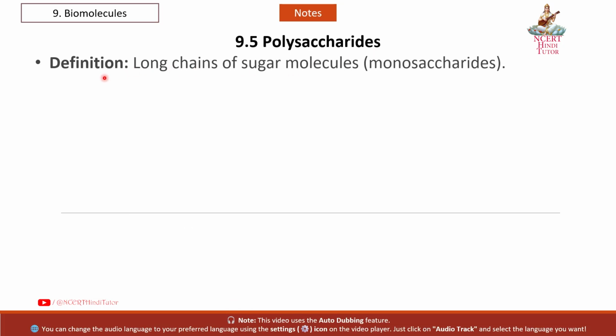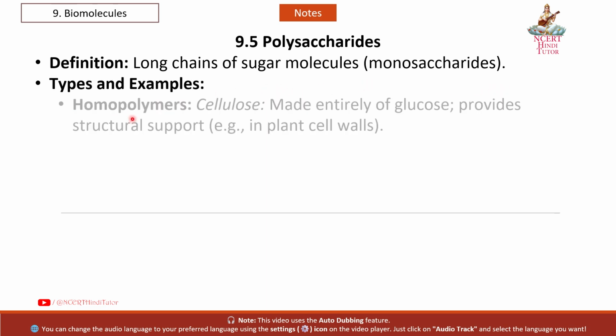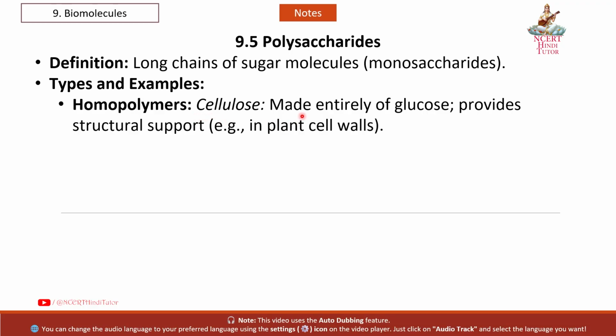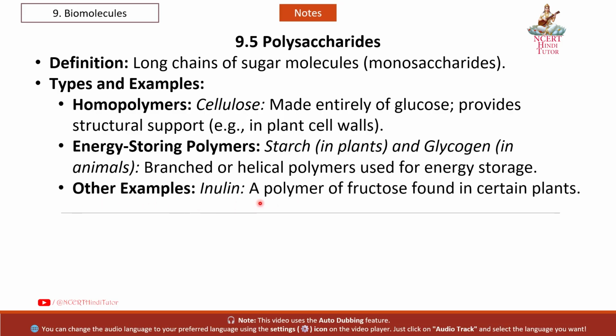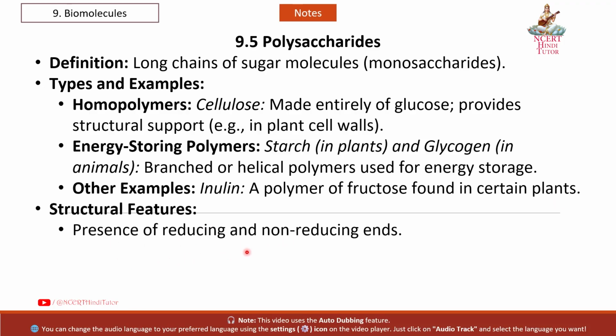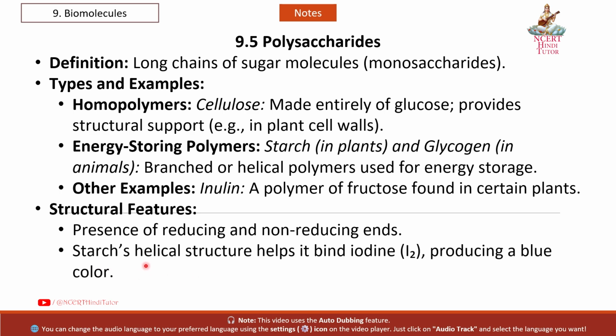9.5 Polysaccharides. Definition: long chains of sugar molecules, monosaccharides. Types and examples: homopolymers, cellulose, made entirely of glucose, provides structural support, for example in plant cell walls. Energy storing polymers: starch in plants and glycogen in animals. Branched or helical polymers used for energy storage. Other examples: inulin, a polymer of fructose found in certain plants. Structural features: presence of reducing and non-reducing ends. Starch's helical structure helps it bind iodine, I2, producing a blue color.